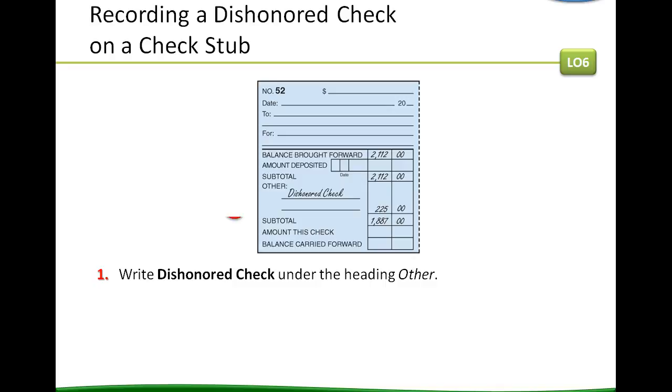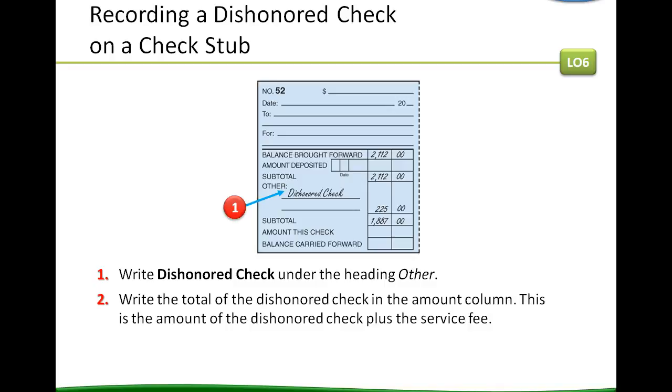Number 2, write the total of the dishonored check in the amount column, which is $225. This is the amount of the dishonored check plus the service fee. Okay, I told you if you bounce a check, you get charged. It's not fun. So the dishonored check amount here was $185. The service fee was $40, which is a total of $225.